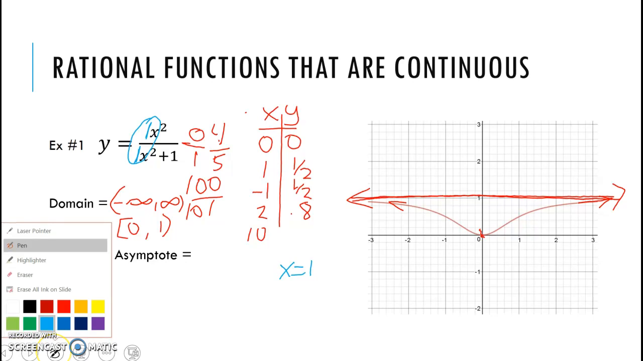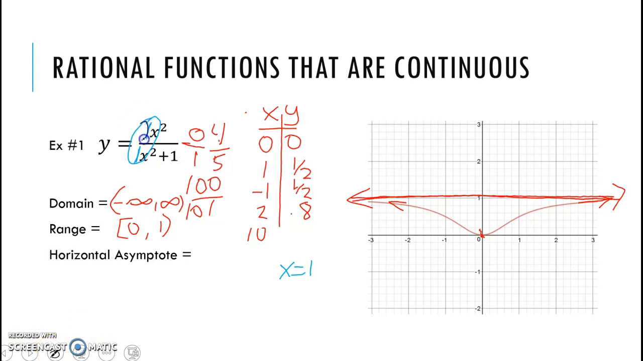If I had something like this where this had a coefficient of 2 and this had a coefficient of 1, well, then my asymptote would not be at 1, it would be up here at 2, because I would have 2 infinities over 1 infinity, which, as x gets closer and closer to infinity, is always going to approach 2.